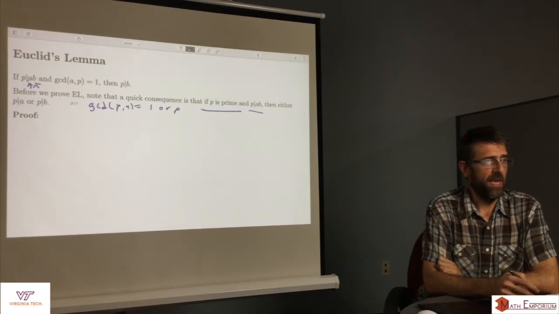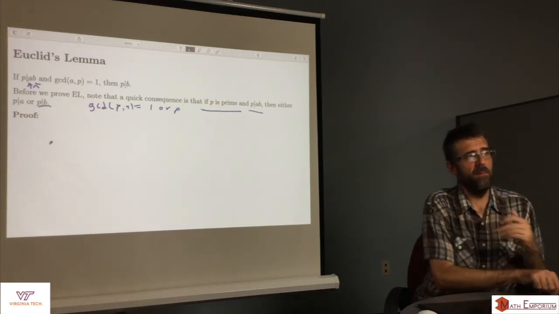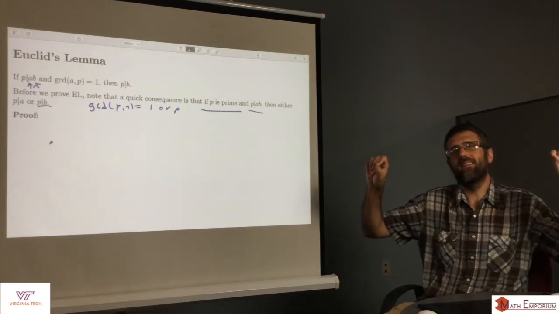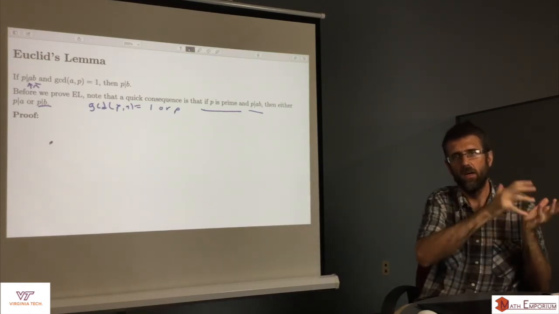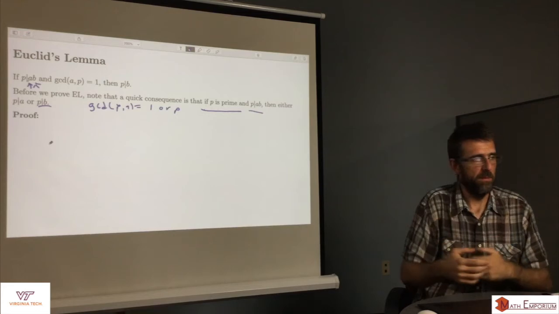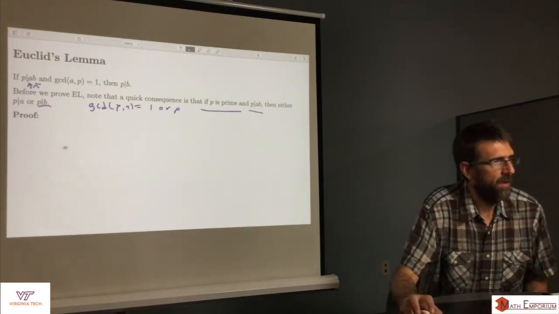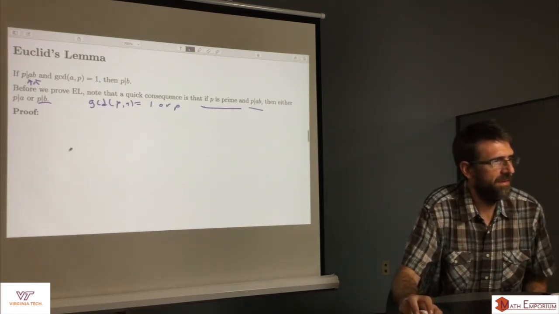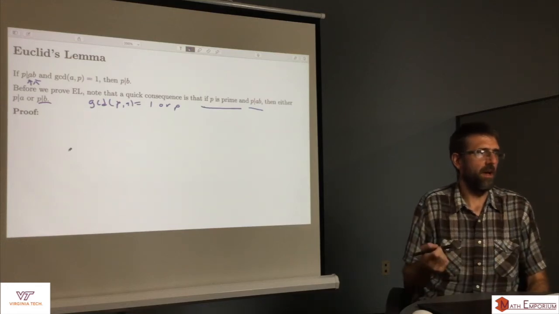So either it's p and p divides a, or it's 1, and in that case, Euclid's lemma is telling us that p divides b. Okay, so if we've got a prime dividing a product, then we know it has to divide one factor or the other, or possibly both. Okay, so Euclid's lemma is another nice application of the extended Euclidean algorithm.